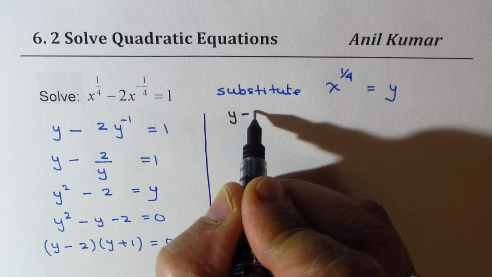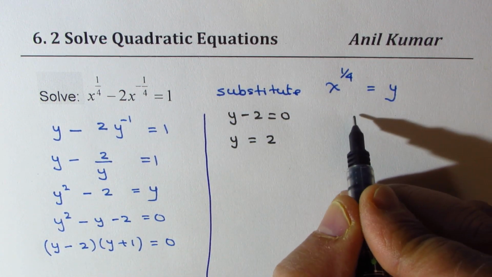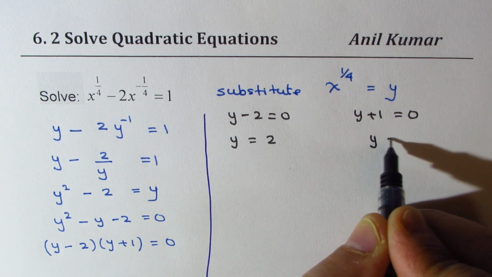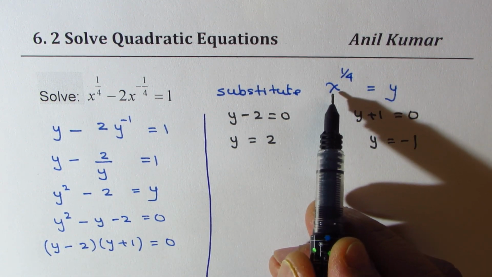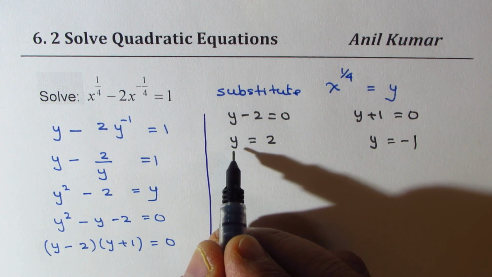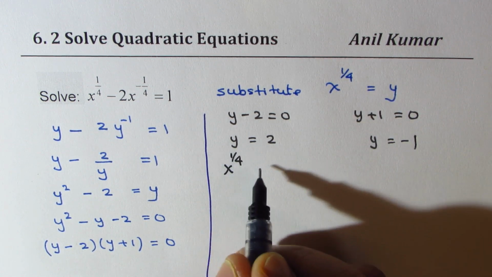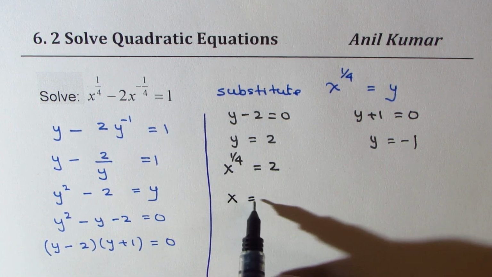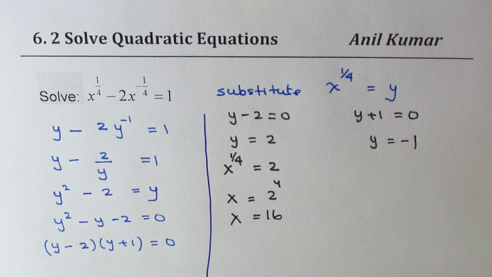So if I say y minus 2 equals 0, that means y is equal to 2. And if y plus 1 is equal to 0, that means y is equal to minus 1. But y actually is x to the power of 1 over 4. So substituting back x to the power of 1 over 4 for y, we get x to the power of 1 over 4 equals 2, or x is equal to 2 to the power of 4, which is 16. So we get x equals 16 in the first case.